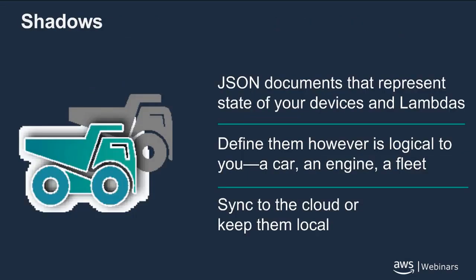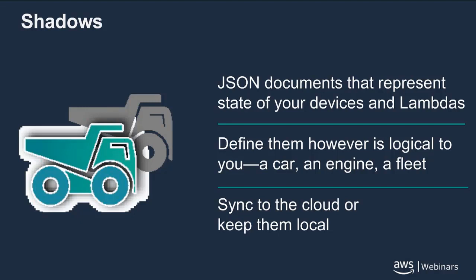Our shadows work the same way. Our shadows are also local by default only, which means we don't want you paying for the bandwidth and the message cost of keeping shadows up to date, and so shadows will remain local. But if you want them in the cloud, you can just flip a flag on the Greengrass device and indicate that you want the shadow synchronized to the cloud, and it'll automatically get synchronized up to the cloud.